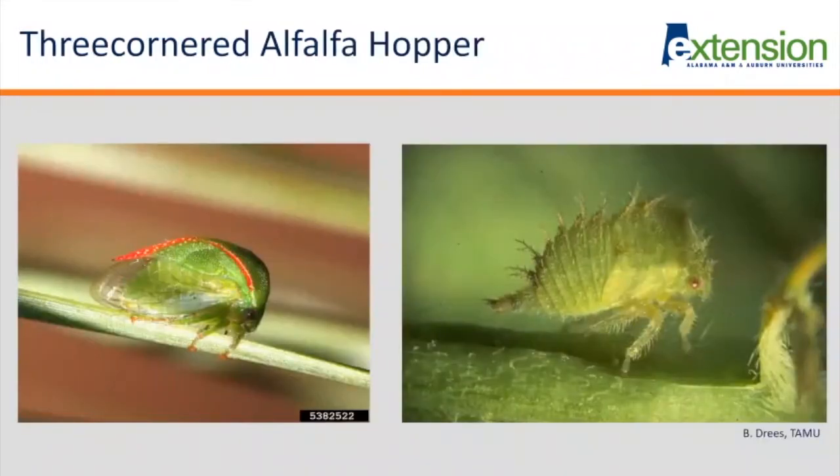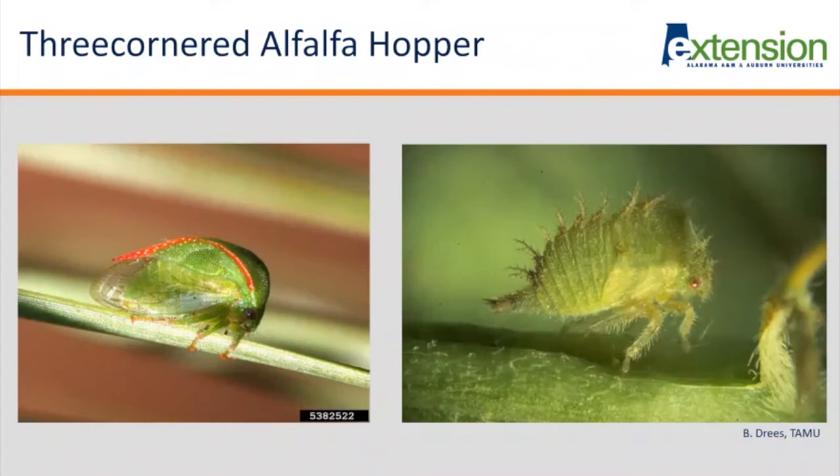The three-cornered alfalfa hopper is one that is very, very common to see in our soybean fields. You walk around or run your sweep net, and they're jumping everywhere, and we get pretty excited about them at times. You see the adult there on the left, kind of a triangular-shaped green insect. The immature on the right is much smaller and kind of spiny or hairy looking, still a green color.